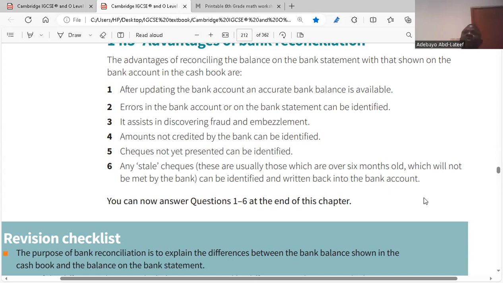You know the number of checks you've written in the month. So as soon as your bank statement comes, the ones that have not been presented by your suppliers, you'll be able to note them and identify them.